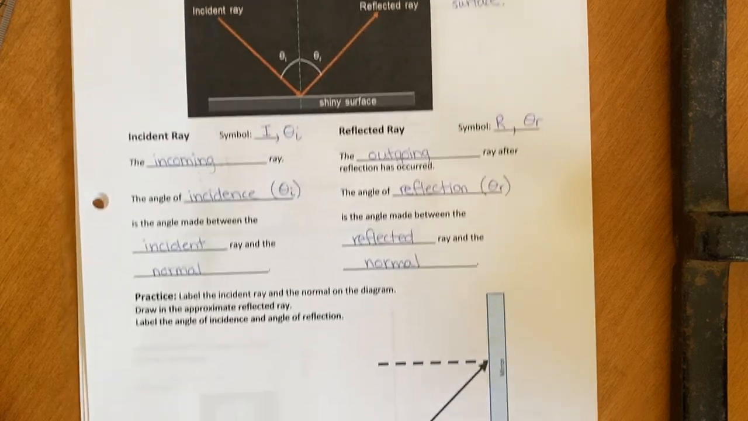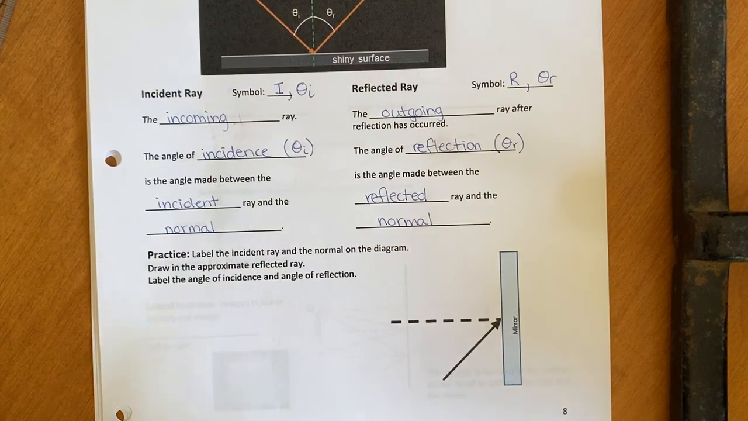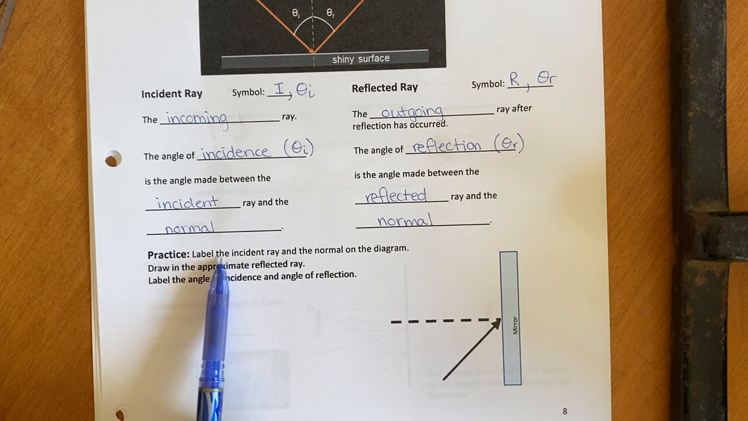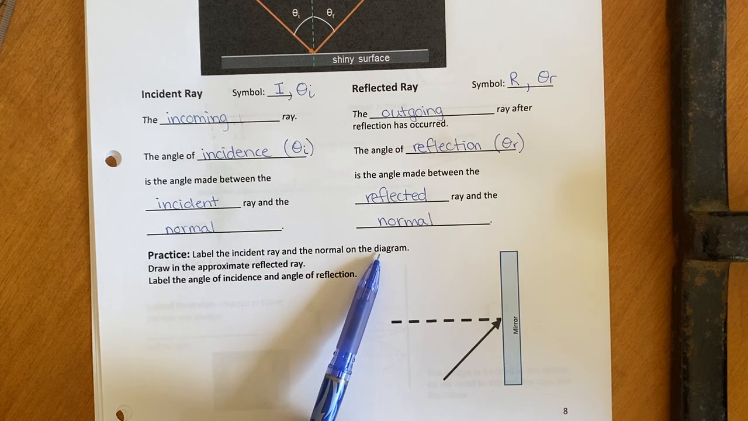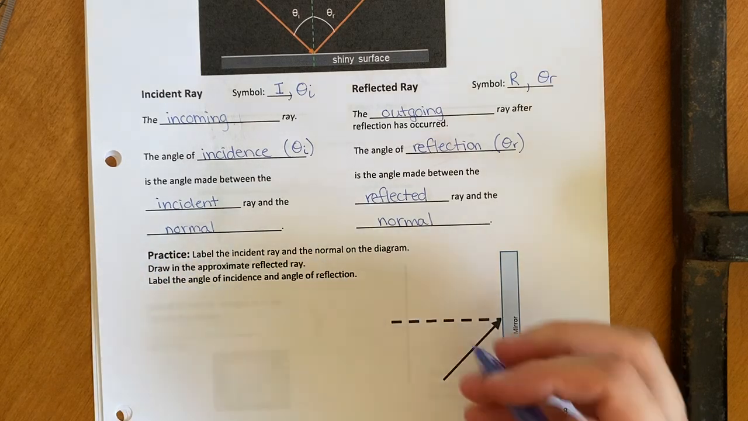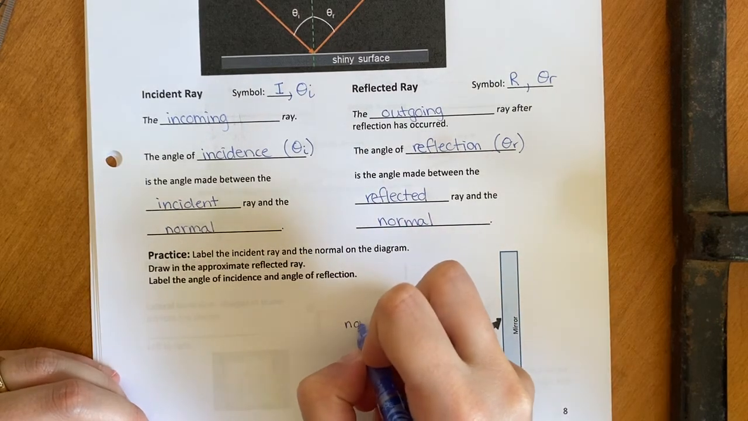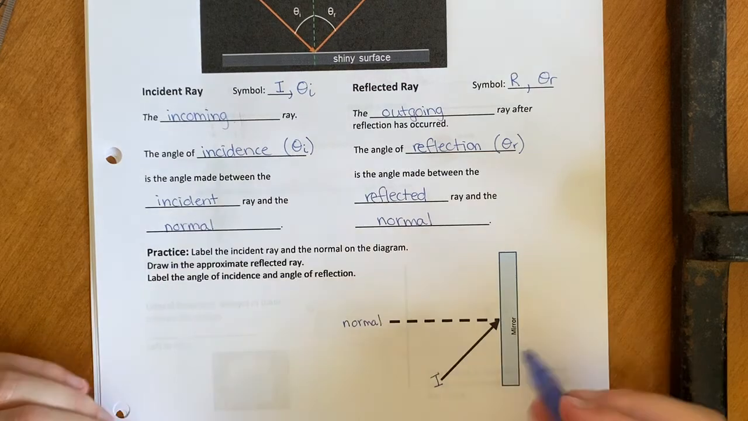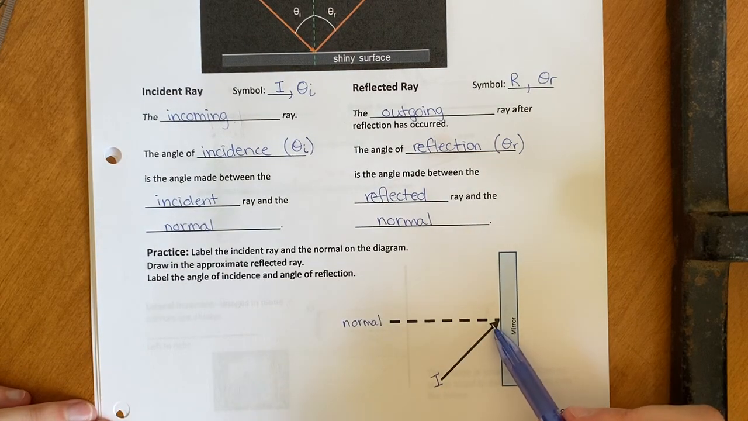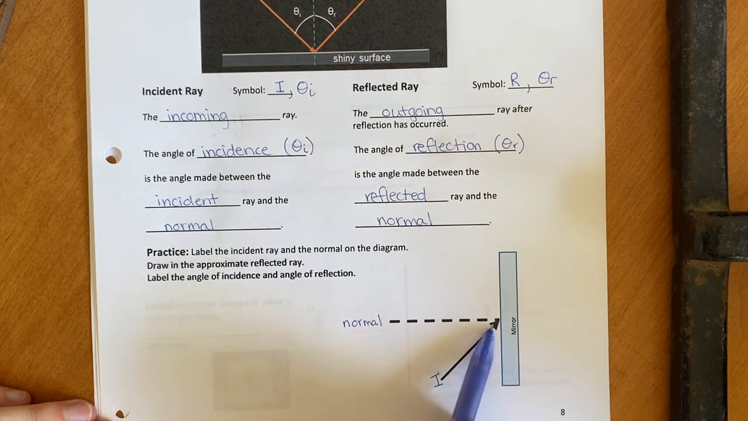So let's try a practice question of a ray diagram. Label the incident ray and the normal on the diagram. So we'll start with that. This is our incident ray, and this is the normal. The incident ray is our incoming ray with an arrow on it. The normal is a dashed imaginary line at the point where the incident ray touches the mirror, perpendicular to the mirror surface.